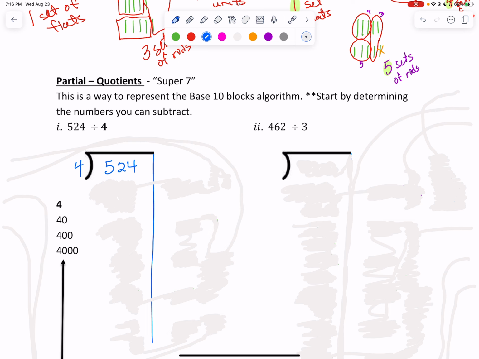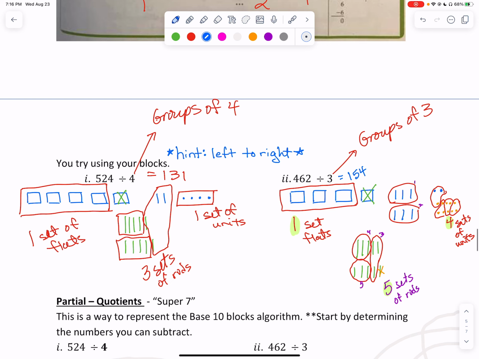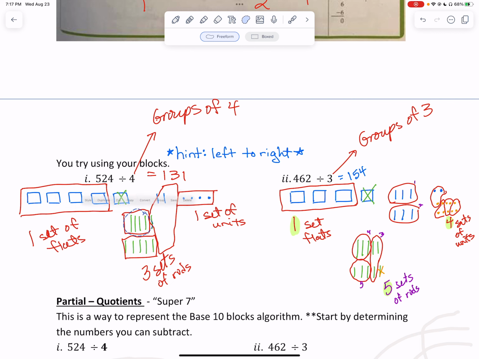So if we had 4 flats, do you remember how many units are in one flat? It's a 10 by 10. So that's 100, and that's 100, and that's 100, and that's 100. So this one set of flats is 400. When we're dividing these up, that's 4 rods, well, that's 40. And then this is 4.